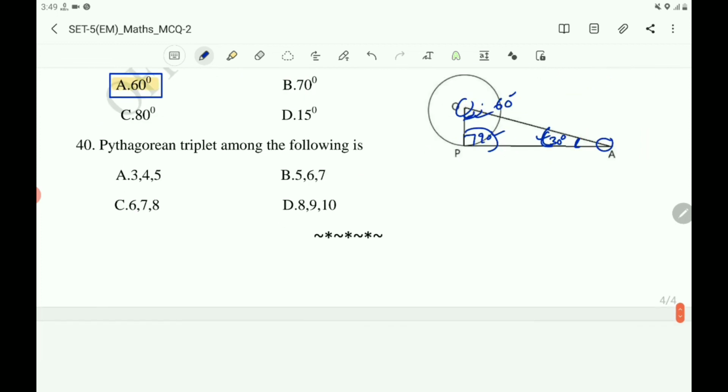Next question you take question number 40. Pythagorean triplet among the following. Again this question needs knowing the set of Pythagorean triplets. You know that 3, 4, 5, yes, it is a Pythagorean triplet. And therefore, easily you can make out that the Pythagorean triplet among the following is 3, 4, 5. These are not Pythagorean triplets.